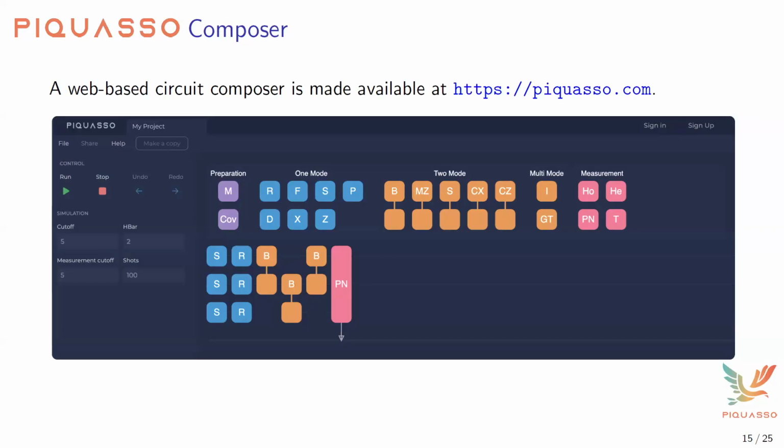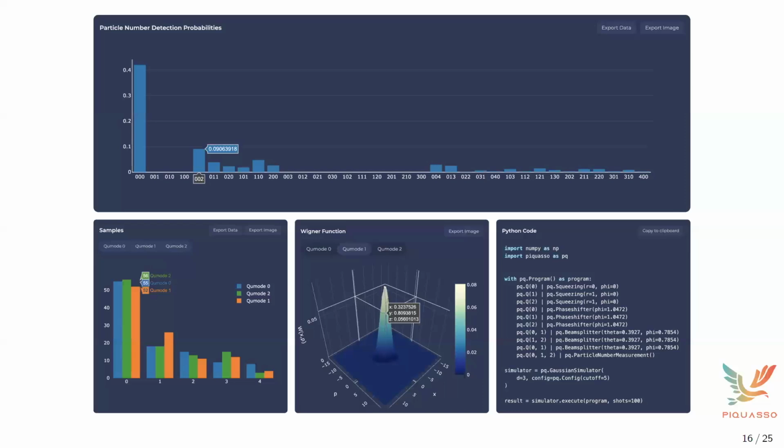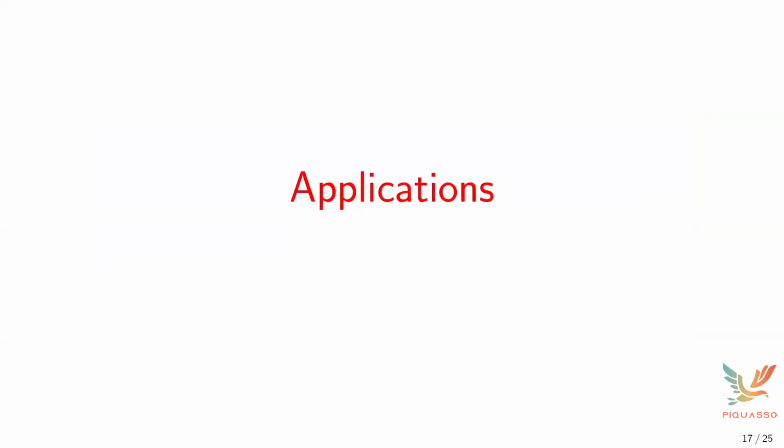And we also have a web interface, which is made available at Piquasso.com. This is a circuit composer. You can arrange your photonic quantum circuit, and you can run it, and you will get results from it. So results like this, you can get the particle probabilities, but you can also get the Wigner function. You can also export the composed code into Python code, and then you can run it with a simulator, which you can install with Piquasso.